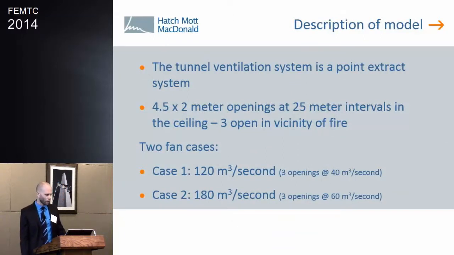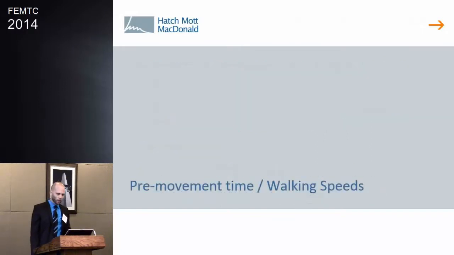That was what the guys in the UK did, but it's a point-extract system. There are 4.5 by 2 metre openings in the ceiling, at 25 metre intervals. The 3 in the vicinity of the fire open. And we considered 2 cases, one which was 120 metres cubed per second total extraction rate, and one which is 180 metres cubed per second. So that's the FDS side of things.